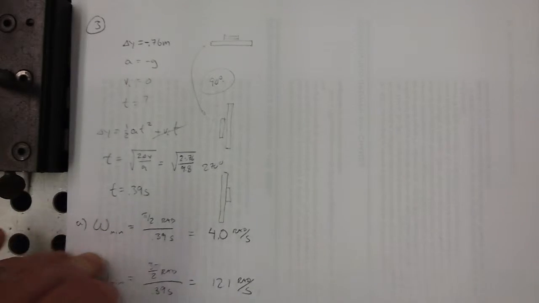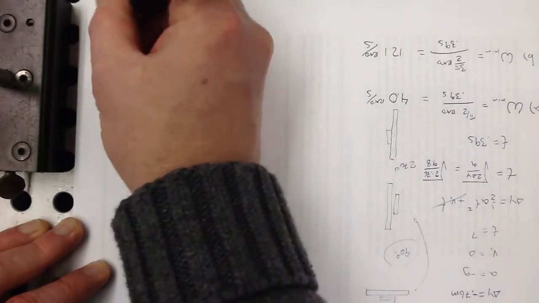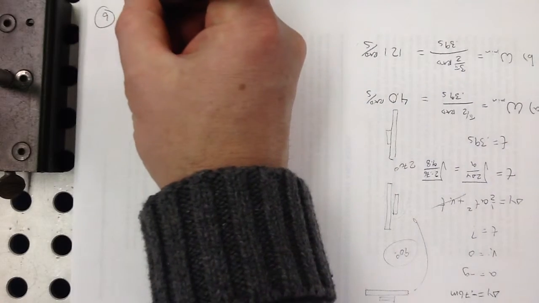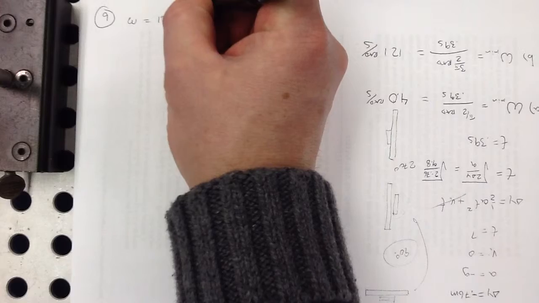Let's see, what's next? Number 9. Rotation with constant angular acceleration. That's a little heading for these problems. If we have constant angular acceleration, it means we can use the rotational version of the kinematics equations. So here we've got a drum that rotates around its central axis at an angular velocity of, sorry, 12.6 radians per second.